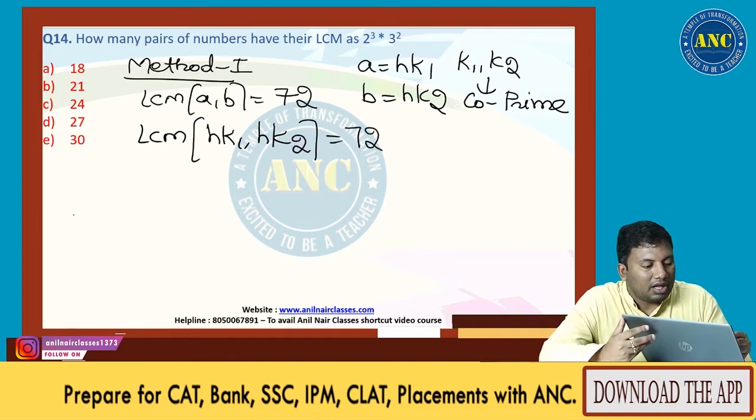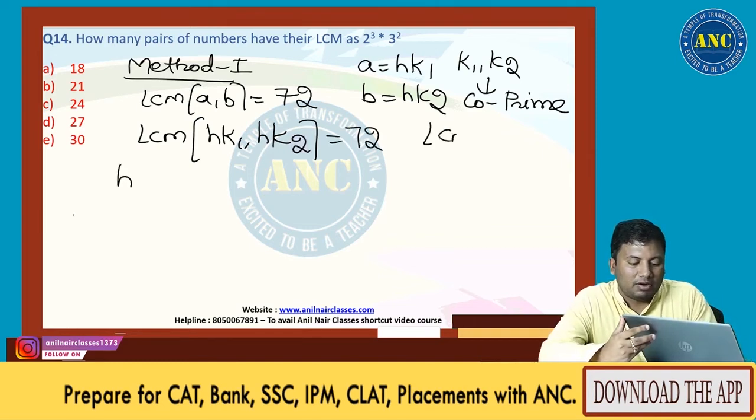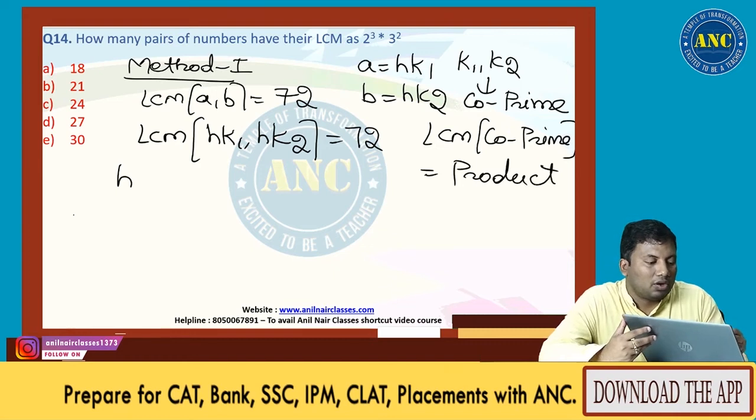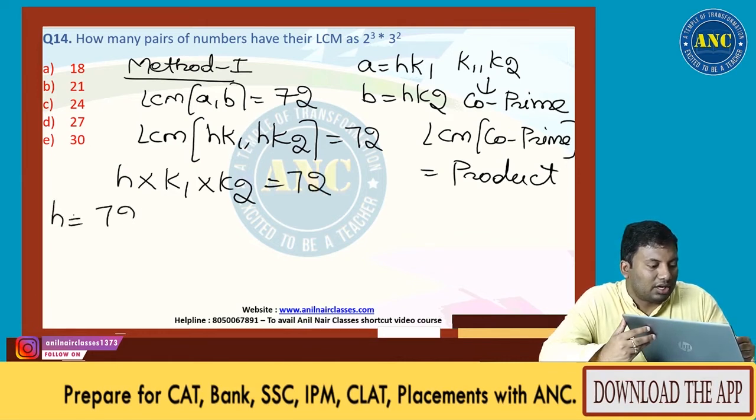Now H is common. LCM of co-prime numbers is always their product. So H into K1 into K2 is 72. H is nothing but 72 by K1 into K2.